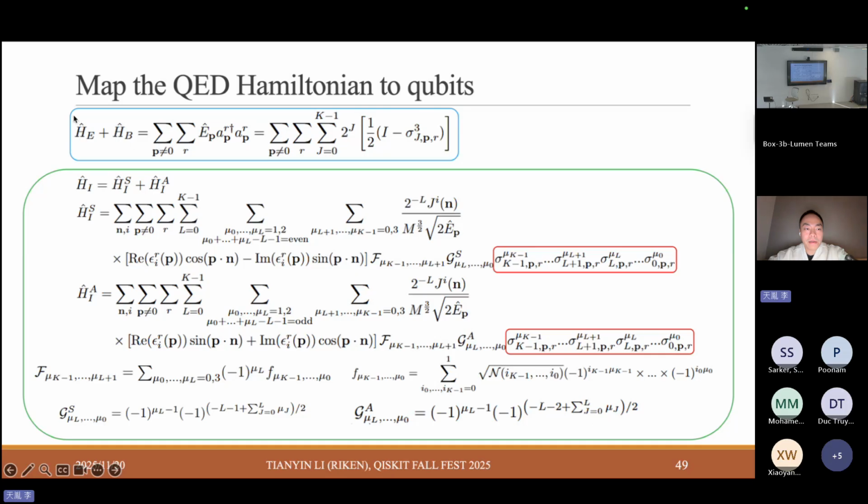Here is the qubit Hamiltonian of the Coulomb gauge QED. That is to say, we have translated the language of the Coulomb gauge QED to the language of quantum computation. That looks very complicated, but this is nothing but some combination of the Pauli operators. This F, G, or epsilon here are nothing but some coefficients.